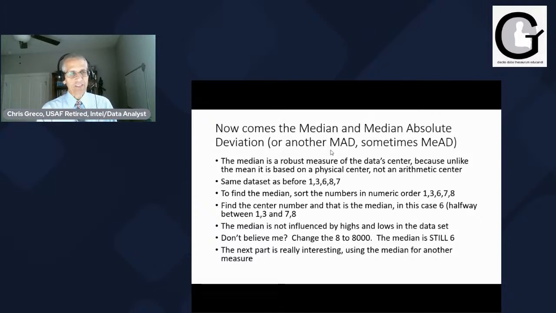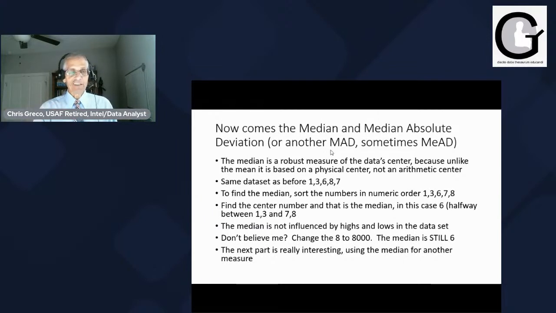So the median is a robust measure. And here's why: you're measuring the physical center of the data, not the arithmetic center of the data. So same data set as before, 1, 3, 6, 8, 7, but what we're going to do is sort these numbers in numerical order: 1, 3, 6, 7, 8. You find the center number, and that's the median. So in this case, it's 6, halfway between 1, 3, and 7, 8.